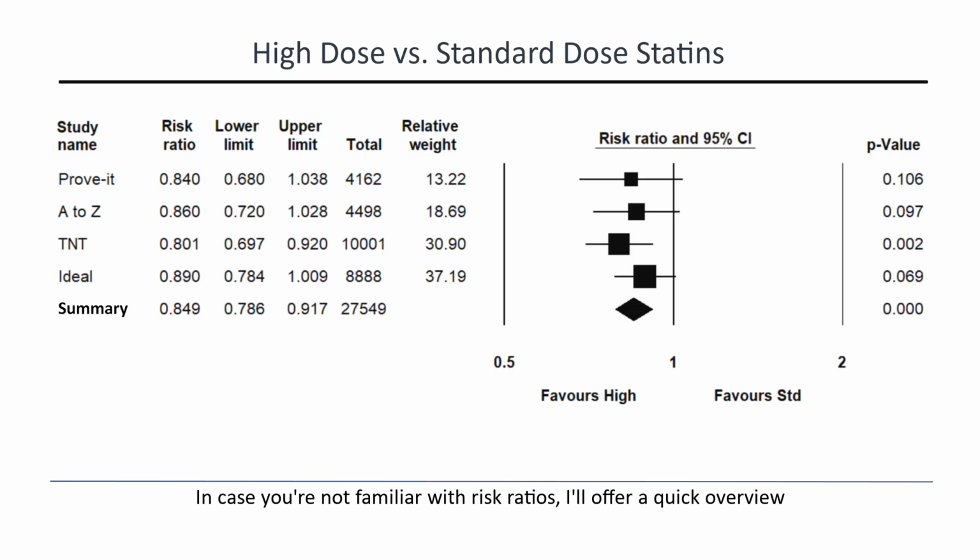In case you're not familiar with risk ratios, I'll offer a quick overview. A risk ratio of 1 would mean that the risk of an event was the same in both groups, and that would be indicated by this anchor over here.